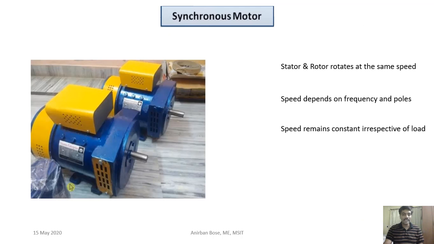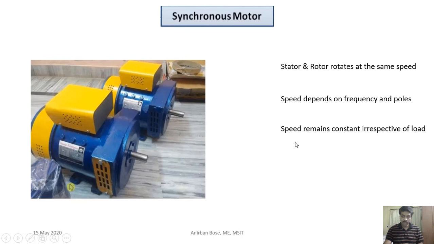Now coming to the AC motors. We have covered the different kinds of DC motors. The first AC motor is the synchronous motor, and then we'll see what is asynchronous. In a synchronous motor, the stator field and the rotor rotate at the same speed. That is why it is called synchronous. The speed depends on the supply frequency and the number of poles present.